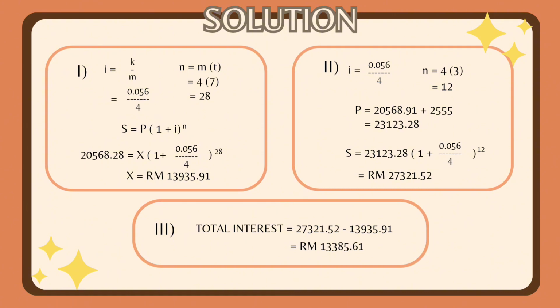For the third question, to find the total interest, we have to use the compound amount S in question 2, which is 27,321 ringgit and 52 cents, and subtract the principal P in question 1, which is 13,935 ringgit and 91 cents. Then, we get that the total interest is 13,385 ringgit and 61 cents.